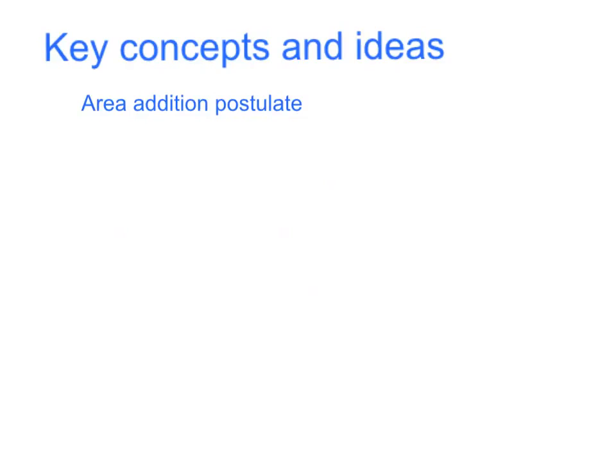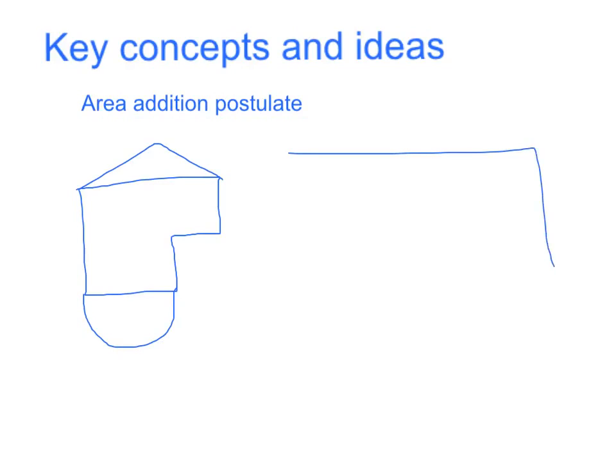All right, the key concept for this lesson is understanding the area addition postulate. If I give you a shape which is composed of multiple different shapes, we should be able to use the area formulas we know to find the area of that shape. It could consist of shapes being added together, or area being subtracted. In this diagram, we subtracted a semicircle from the rectangle.